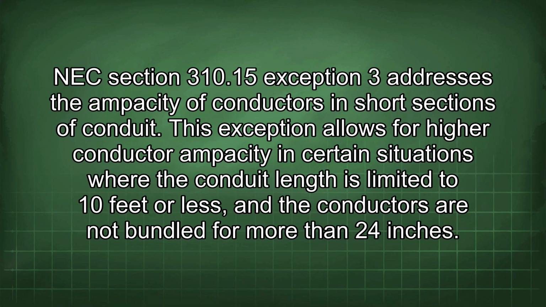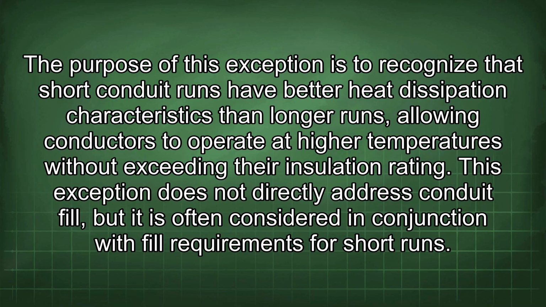NEC Section 310.15 Exception 3 addresses the ampacity of conductors in short sections of conduit. This exception allows for higher conductor ampacity in certain situations where the conduit length is limited to 10 feet or less, and the conductors are not bundled for more than 24 inches. The purpose of this exception is to recognize that short conduit runs have better heat dissipation characteristics than longer runs, allowing conductors to operate at higher temperatures without exceeding their insulation rating.